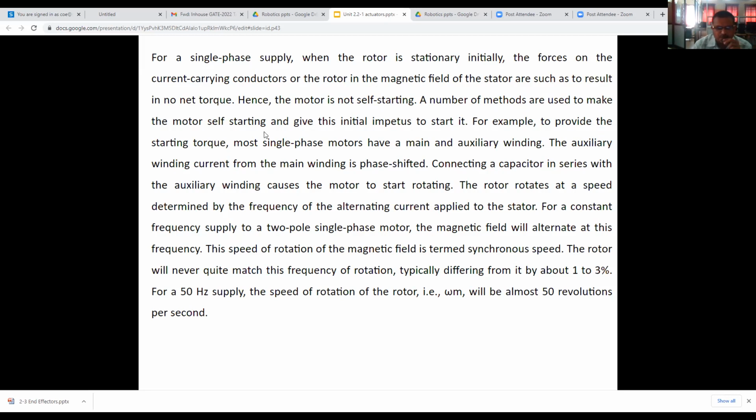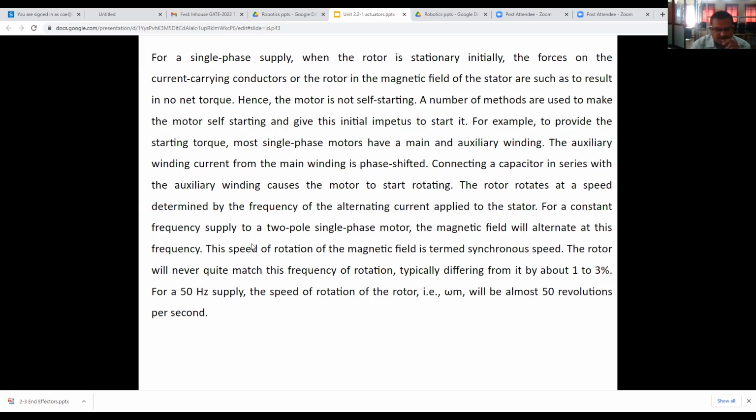For example, to provide the starting torque, most single-phase motors have a main and auxiliary winding. The auxiliary winding current is phase shifted from the main winding. Connecting a capacitor in series with the auxiliary winding causes the motor to start rotating. The rotor rotates at a speed determined by the frequency of the alternating current applied to the stator.